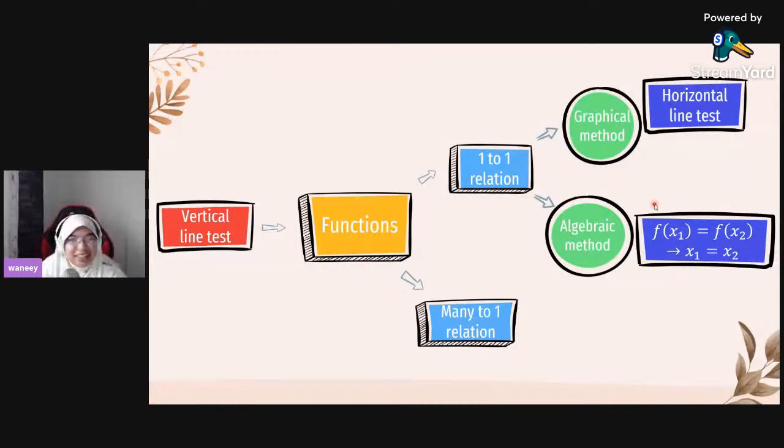Okay, next. Hopefully dah screenshot. Kalau tak screenshot, saya bagi masa 5 saat untuk screenshot. 5, 4, 3, 2, 1.